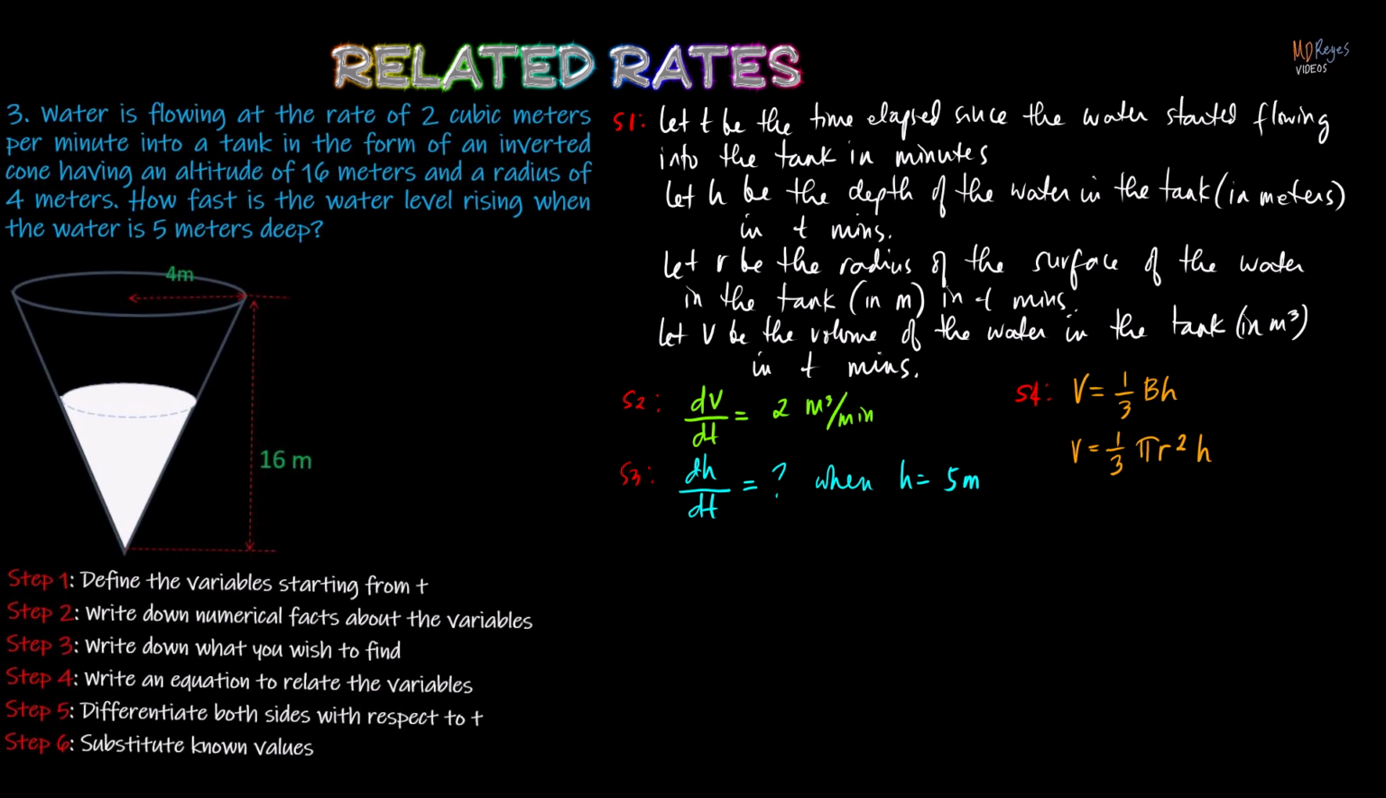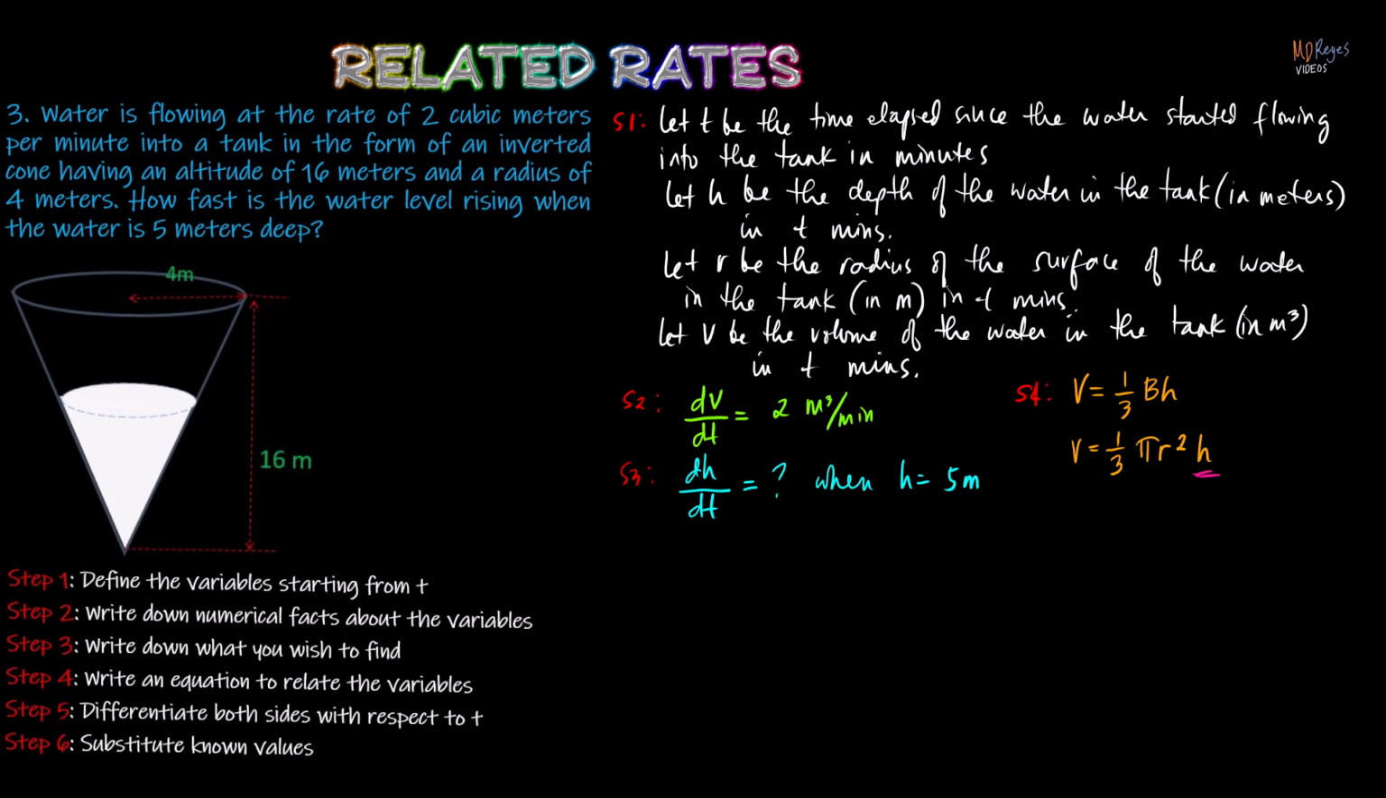In step 5 we differentiate both sides with respect to t. But take note that the right side of our equation involves two variables, r and h. If we differentiate, the right side will involve the product rule. By the product rule, you'll have the derivative of r with respect to t, because the right side involves the variable r, and you'll also have the derivative of h with respect to t.